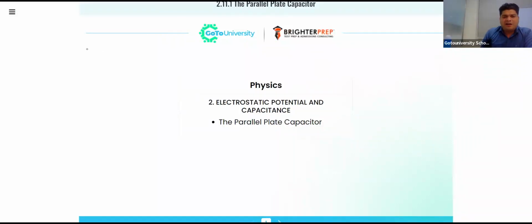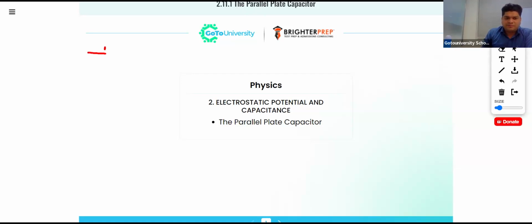See, in the parallel plate capacitor, we have a parallel plate. Here we have plus and minus. What will be the net electric field?